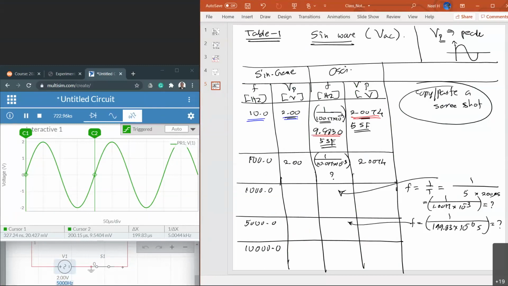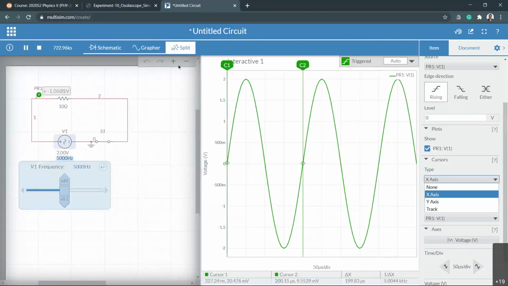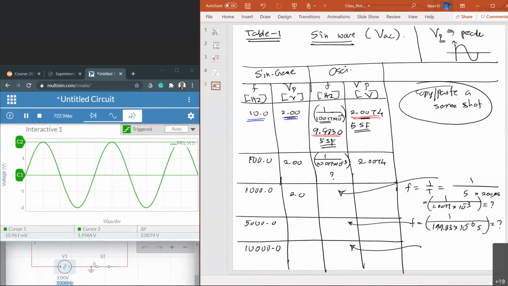I'm measuring only frequency because the voltage value does not change at all. Since we're keeping the voltage, every time you change this into y-axis, it will tell you the same voltage. See that number, 2.0074. Voltage remains the same, 2.0074.